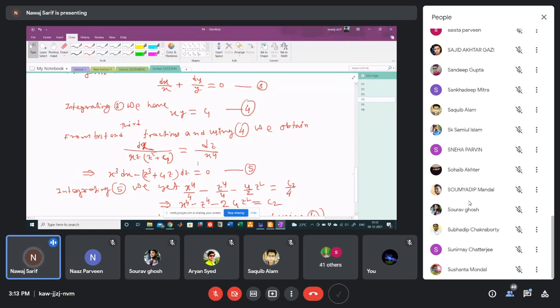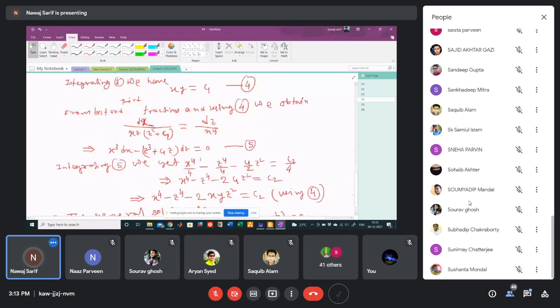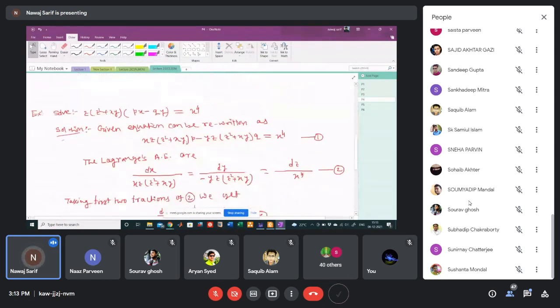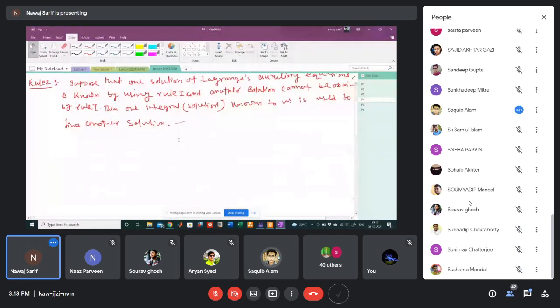Now integrate this term. On integrating you get divided by 4. For simplicity I have taken the arbitrary constant as c2 by 4. When you multiply it by 4, this is your c2. You can take the arbitrary constant as per your choice. Just put the value of c1 here and you get the solution. Clear?